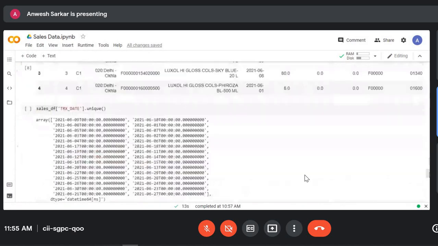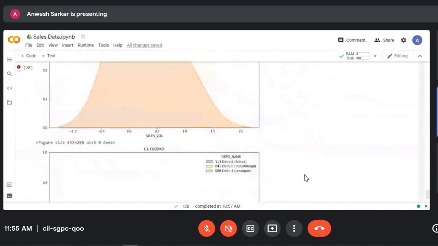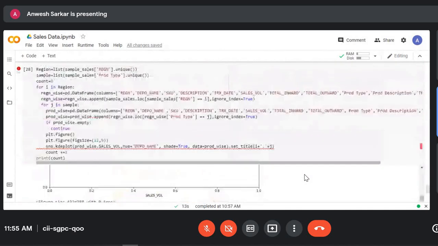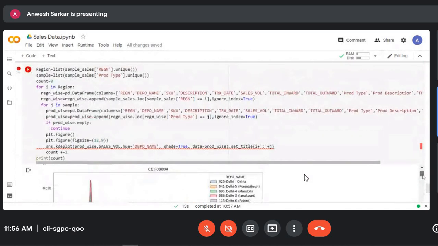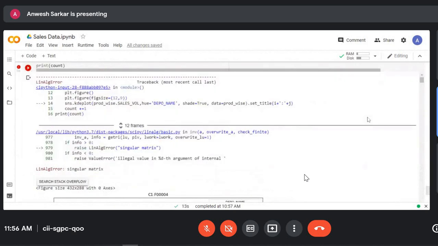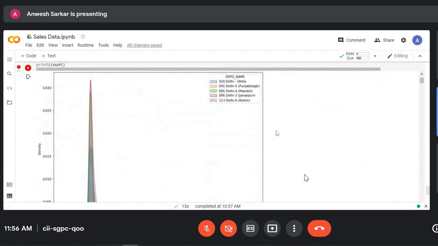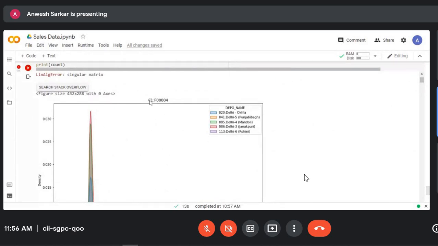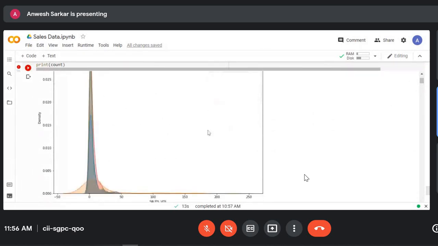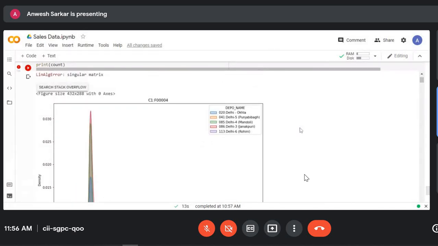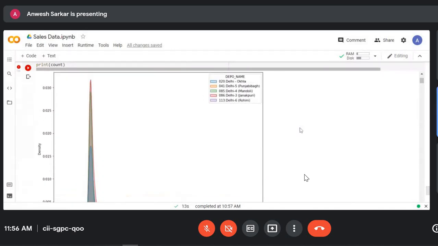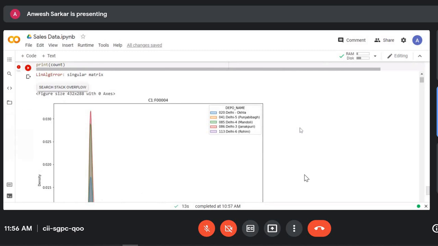Yes, sir. I've done that. As you can see, this is for a given region, for a given product. These are, sir, the depot-wise kernel density plots. Acha. Make the plots separate. When they are all superimposed, it is difficult to read.